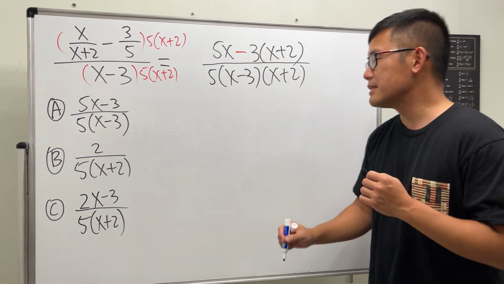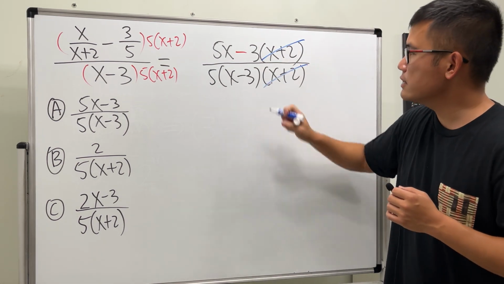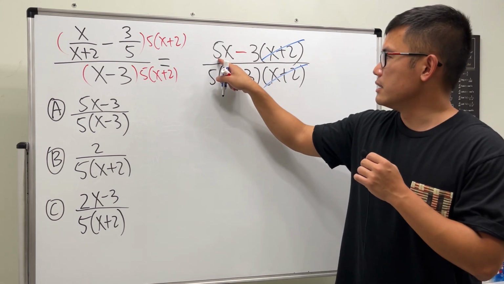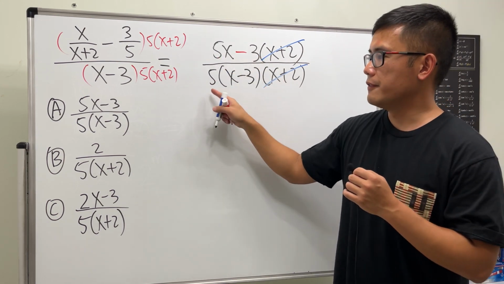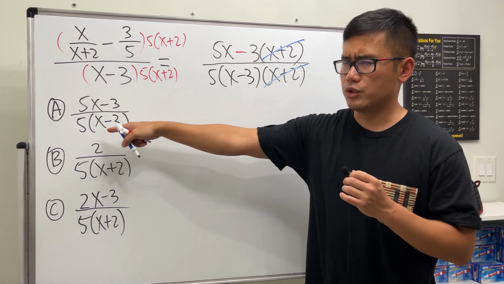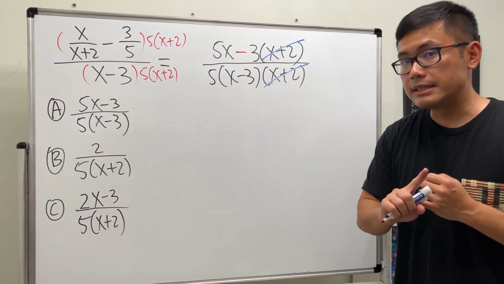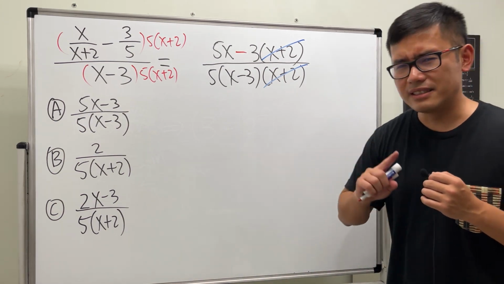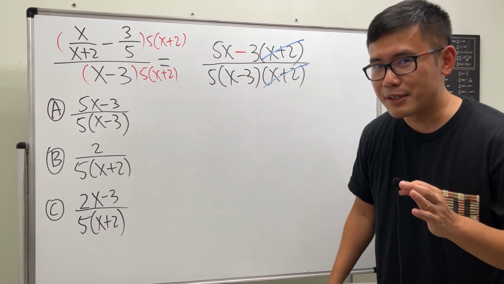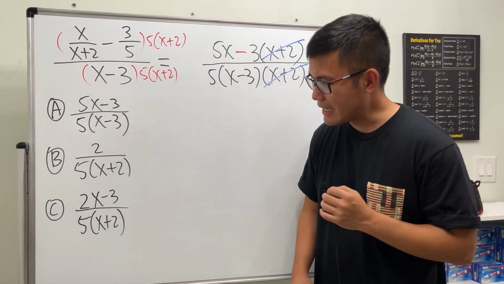I have seen so many times that the students will just cancel, and they will just say the answer is 5x minus 3, and then 5 parentheses x minus 3, and they'll just put that. This is not correct. This is not correct.